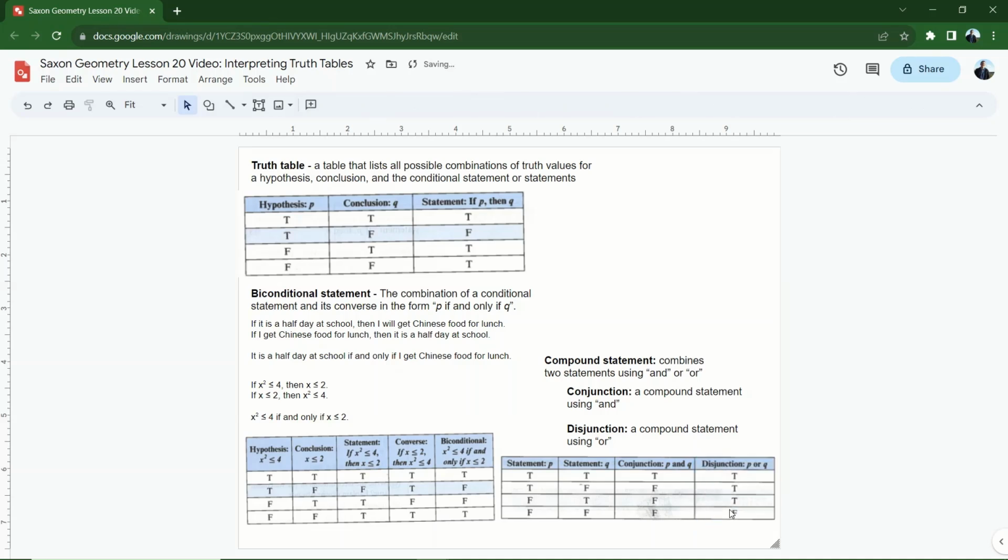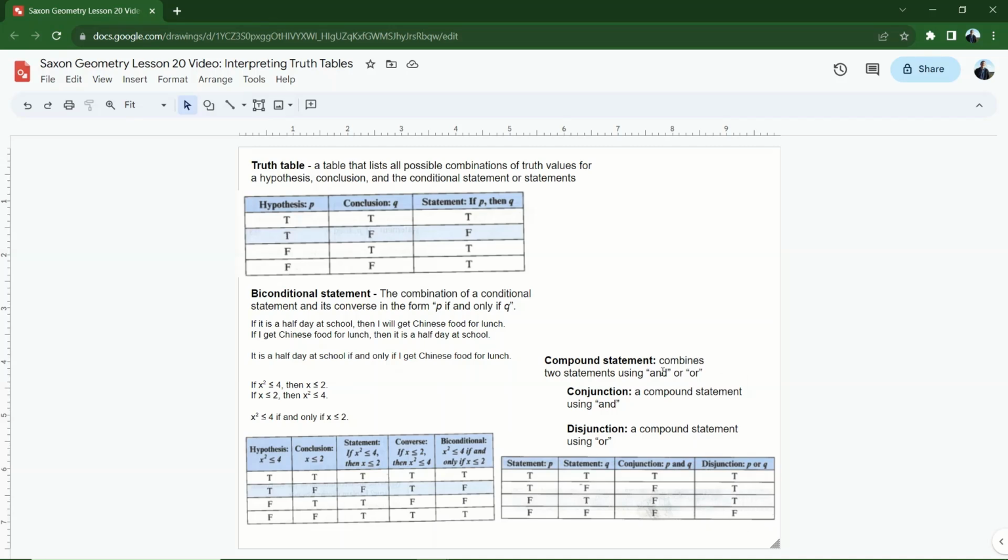Or a disjunction statement, as long as one of them is true, the disjunction is true. It is a half day of school or I'm getting Chinese food for lunch. If I get Chinese food for lunch, that would be this and this, then my disjunction is true. If it's a half day of school, even if I don't get Chinese food for lunch, the disjunction is true because it only needs to be one of the two things. It's an or statement. And then if it is not a half day of school and I don't get Chinese food for lunch, that is a false disjunction.